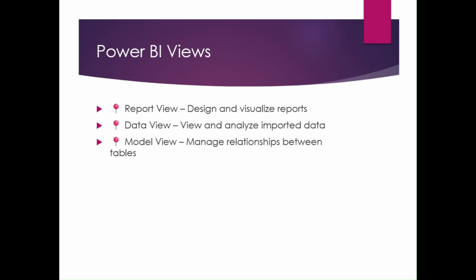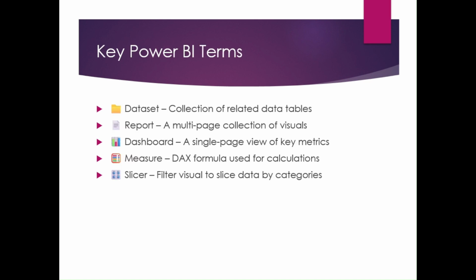Now, before we go further, it's important to know a few key Power BI terms. A dataset is simply a collection of tables you're using. A report is a file that contains multiple pages of visuals. A dashboard is a single-page summary that pulls together visuals from one or more reports. A measure is a calculation, like total sales, written using DAX formulas. And a slicer is an interactive filter, so your viewers can choose a region, a category, or a time period and see the report update instantly.